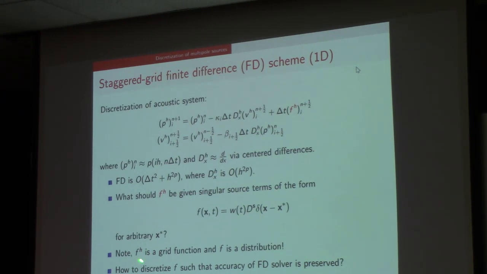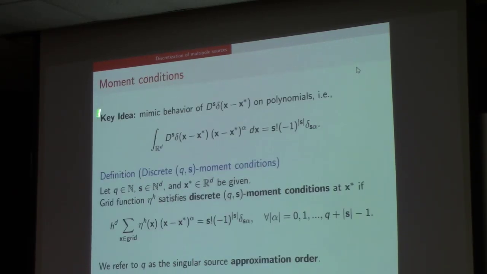No, f of h here is a grid function, but f is a distribution. So what do you do? How do you discretize f? Not only so that it makes sense in a finite difference setting, but in a way that preserves numerical properties of the method? You want to preserve perhaps this behavior of the numerical method. How would you do that? That is what the work I did in my PhD, discretization of multiple sources.